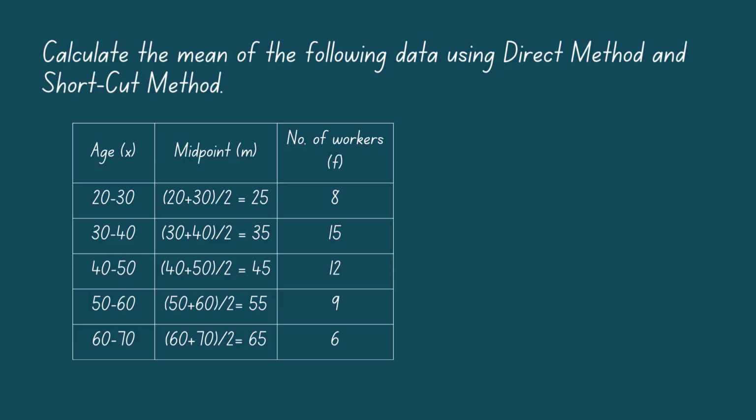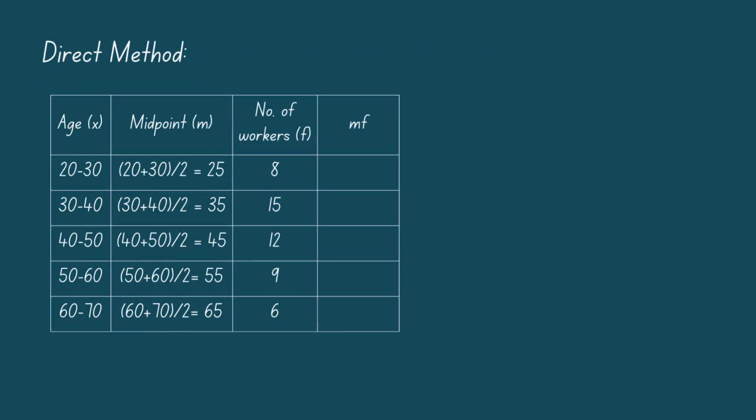And now we are going to put first the direct method. For direct method, we know all we need to do is calculate the mf first. So for that, multiply the m values with the f values. So this is what we get. We have the mf column.